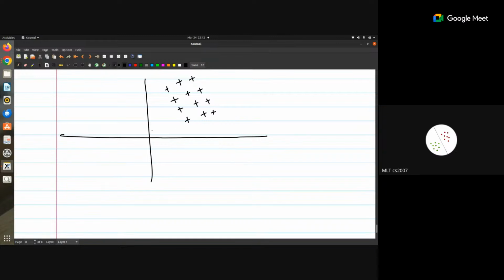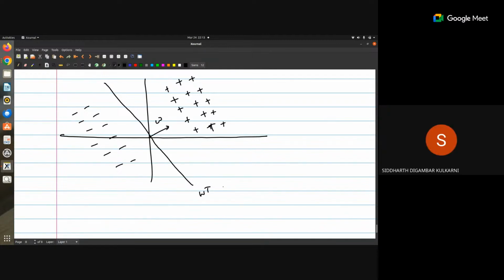Maximizing the margin. Let's say you have these data points here. When we started this discussion, somebody told me that we shouldn't take the points which are away from this W transpose x equal to 0. And what we tried to do is maximize the margin, right?